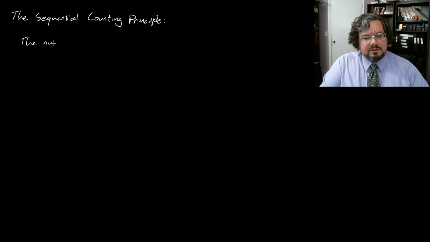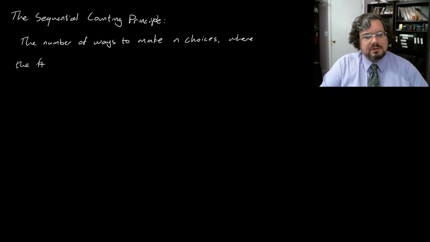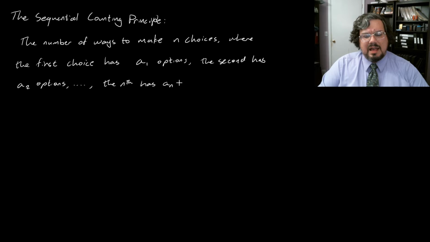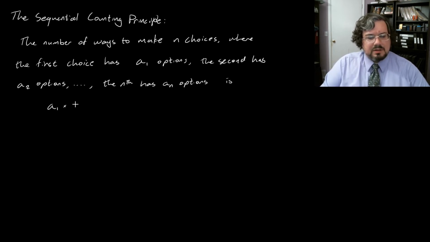that the number of ways to make n choices, where the first choice has, I'll say, A1 options, A1 different things you can make for your first choice, the second has A2 options, and so forth and so on, the third one has A3 options, all the way up to the last one, the nth and last choice has An options, is the product A1 times A2 times A3 all the way up to An.